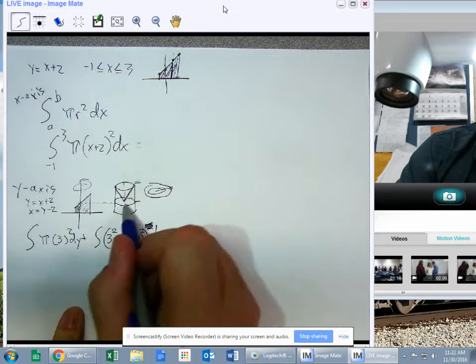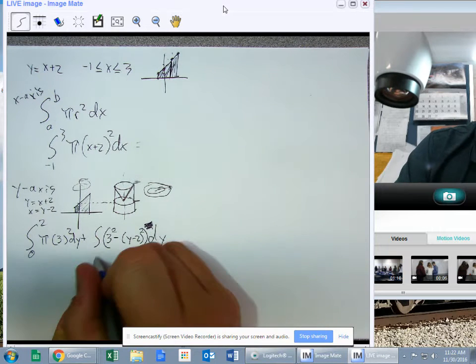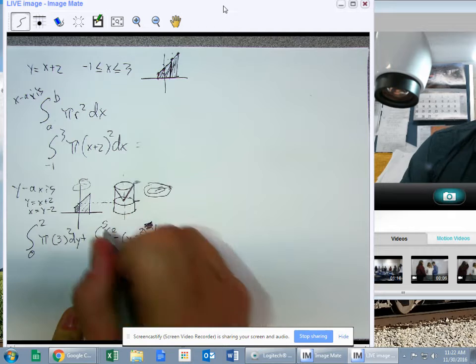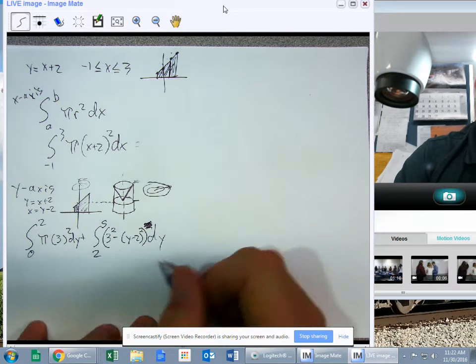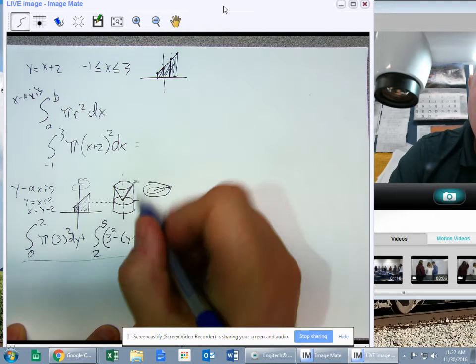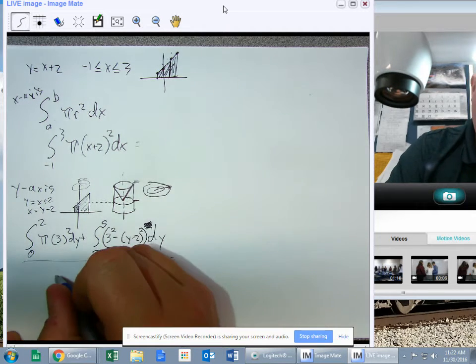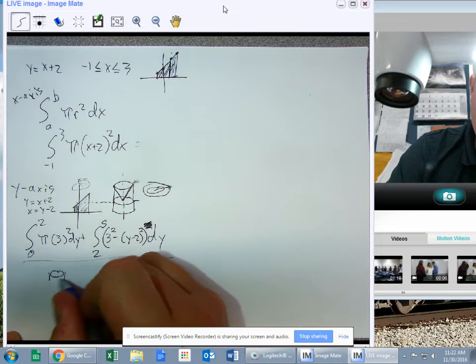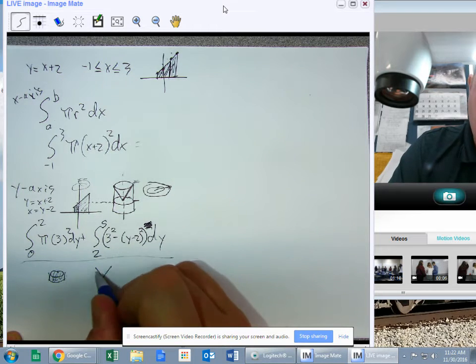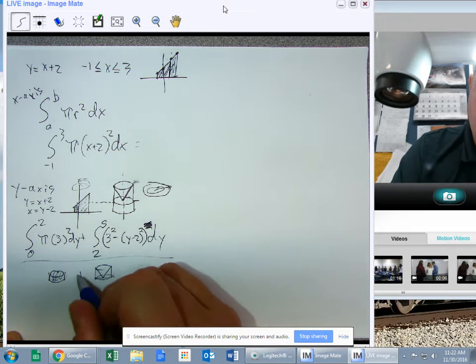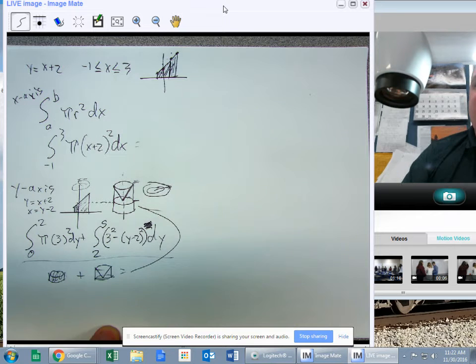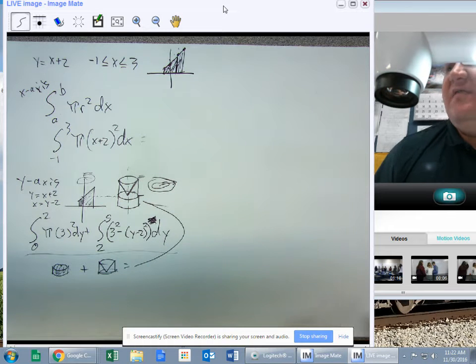It's outer radius minus inner radius, so squared and squared on each piece, dy. Now, bounds for the bottom portion, 0 to 2. For the top portion, 2 to 5. And so by setting this up, we have this portion that we can find the volume of, and we have this portion that we can find the volume of, and then add the two together to find the total volume. So that's what you have for going around the y-axis.